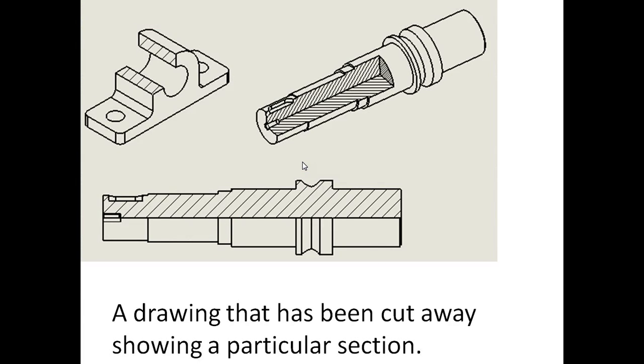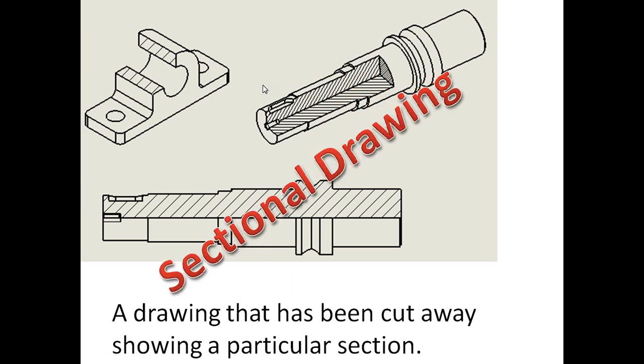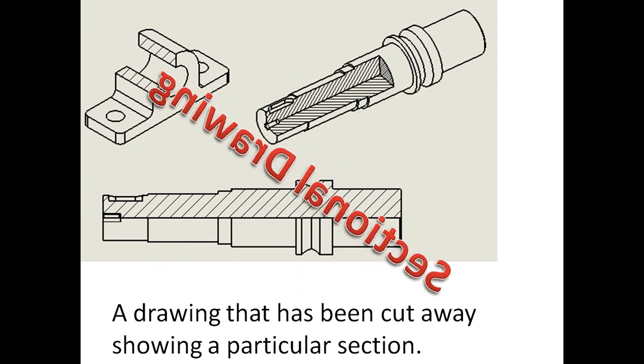A drawing that has been cut away showing a particular section. So you can see here with these engineering parts, this part up here is being cut away, and you get cross-hatching just to show which parts have actually been cut away. And that's called a sectional drawing.